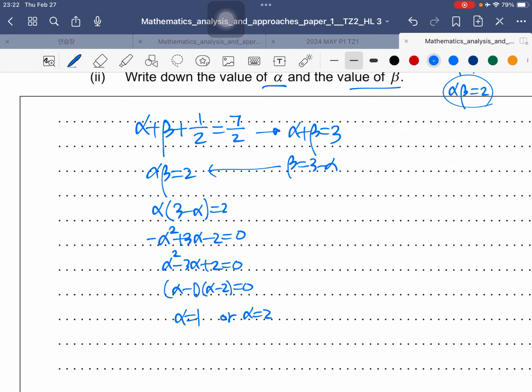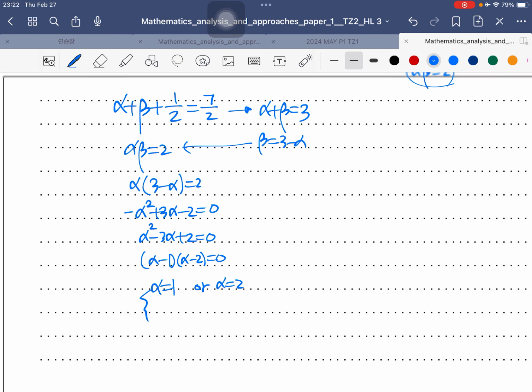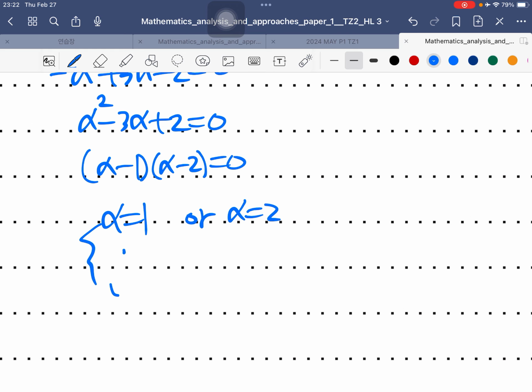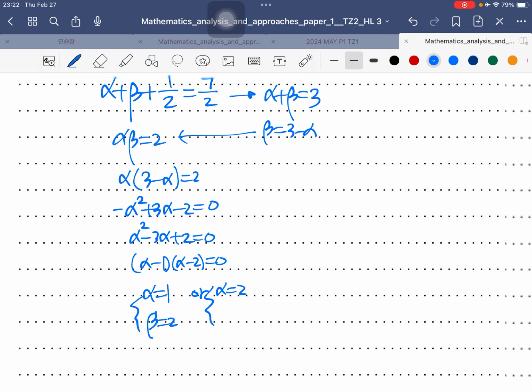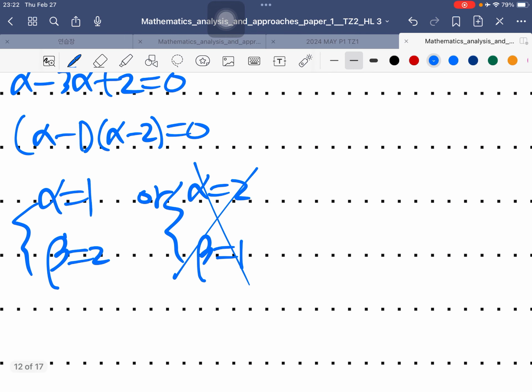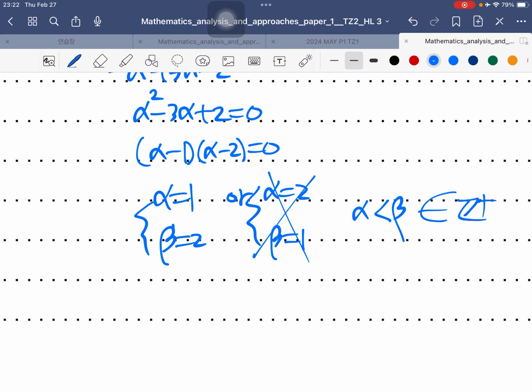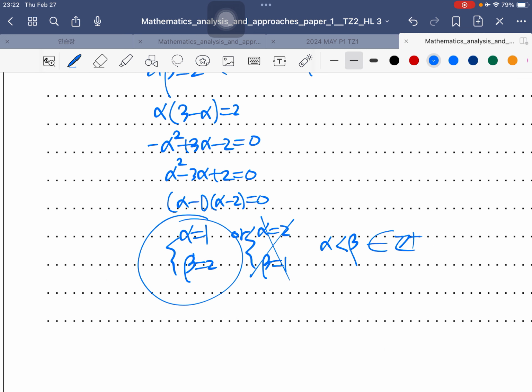When alpha is 1, beta is 2. When alpha is 2, beta must be 1. So this cannot be an answer because beta is greater than alpha and they are positive integers. So the answer is alpha is 1, beta is 2.